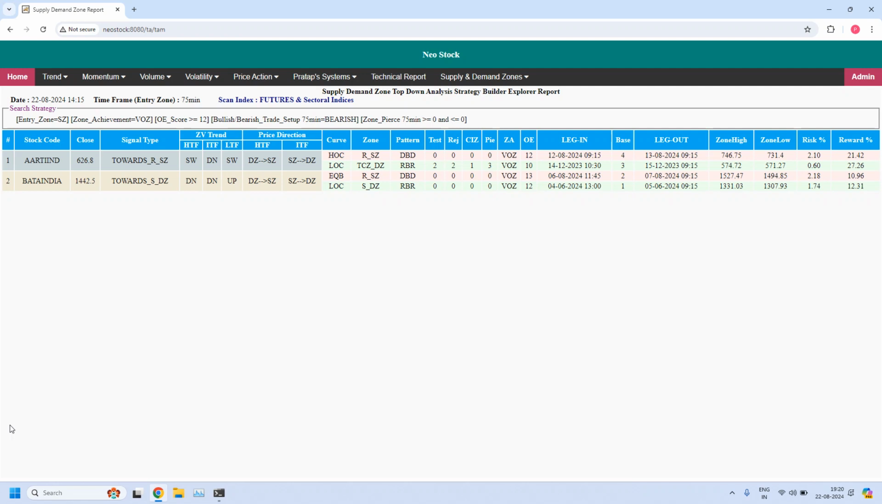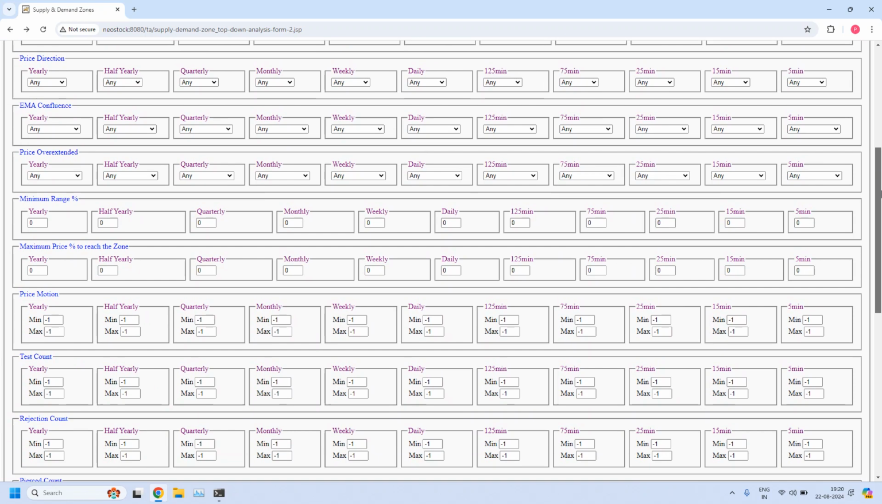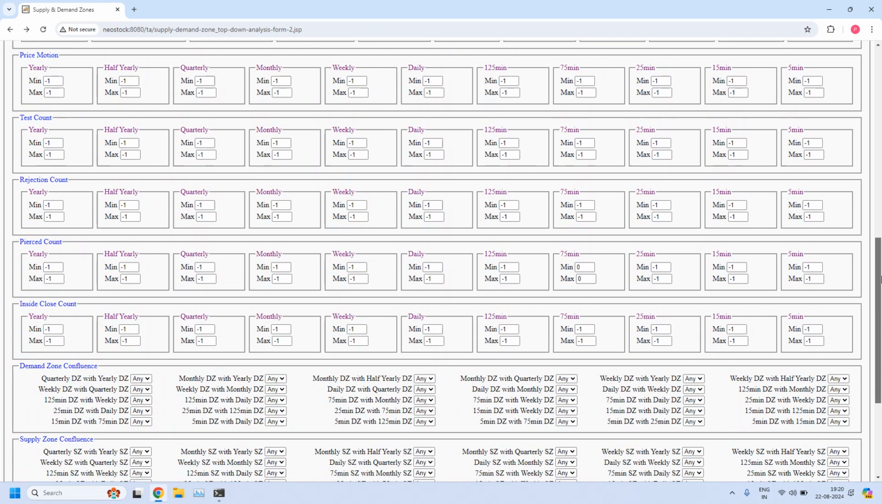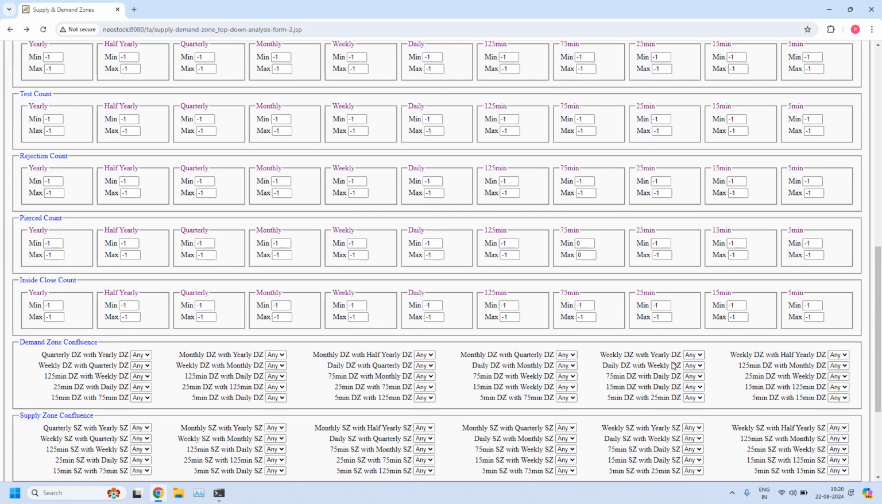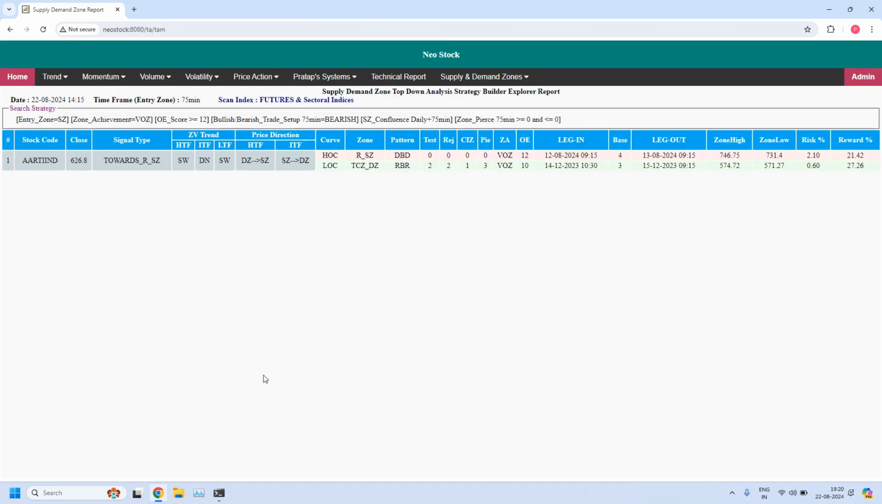Now let's verify how many of these stocks are having a confluence with ITF time frame, that is 75 minutes and daily confluence. So we need to look for supply zone confluence. So 75 minute supply zone with daily supply zone, I am enabling the filter. Now let's verify. So only one stock is filtered. RT Industries is having ITF confluence.